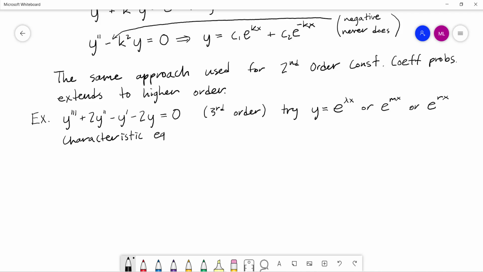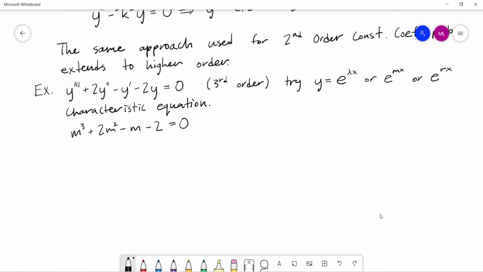The characteristic equation in this case will look like lambda cubed, or m cubed, or again, whatever letter you want to use. Let's stick to m with this one. So we'll get m cubed plus 2m squared minus m minus 2 equals 0. I think I got that right. There's our characteristic equation. You can basically factor this one by grouping.